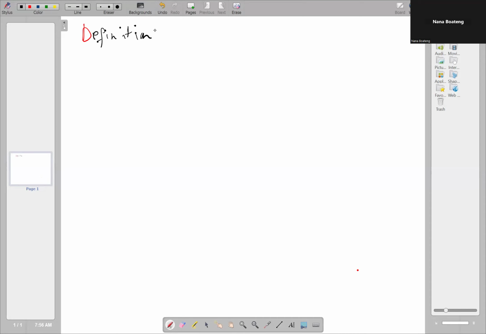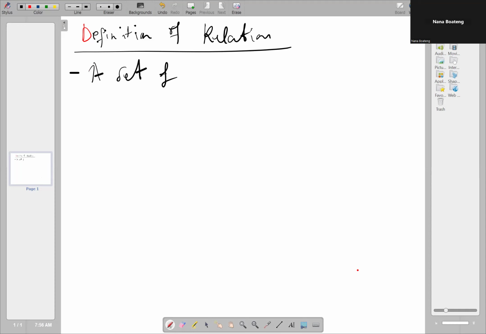The definition of a relation. We shall begin our discussion on graphs by looking at what a relation is, and from a relation we can move on to define what a function is. So a relation is a set of ordered pairs. Any set of ordered pairs is known as a relation.